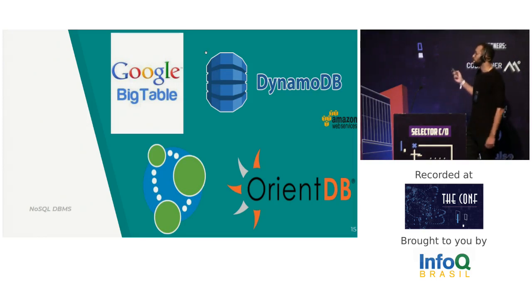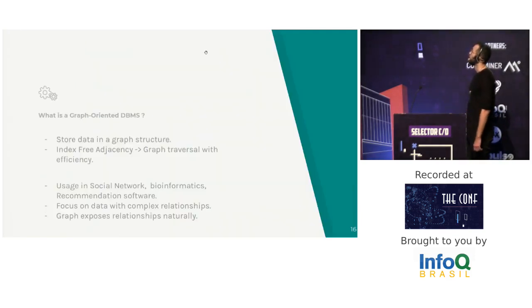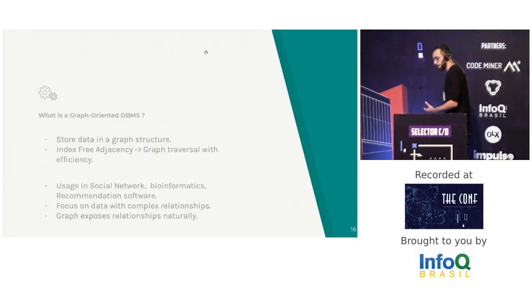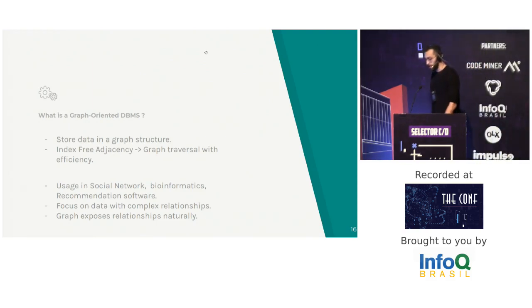In Bigtable, you store in a column-oriented structure. So these are some examples of NoSQL DBMSs. Now, let's talk about graph-oriented DBMS, which is the structure that I use to solve the solution that I talked about back there. As I said, they store your data in a graph structure, and they have some specific characteristics that are not present in some other DBMSs.